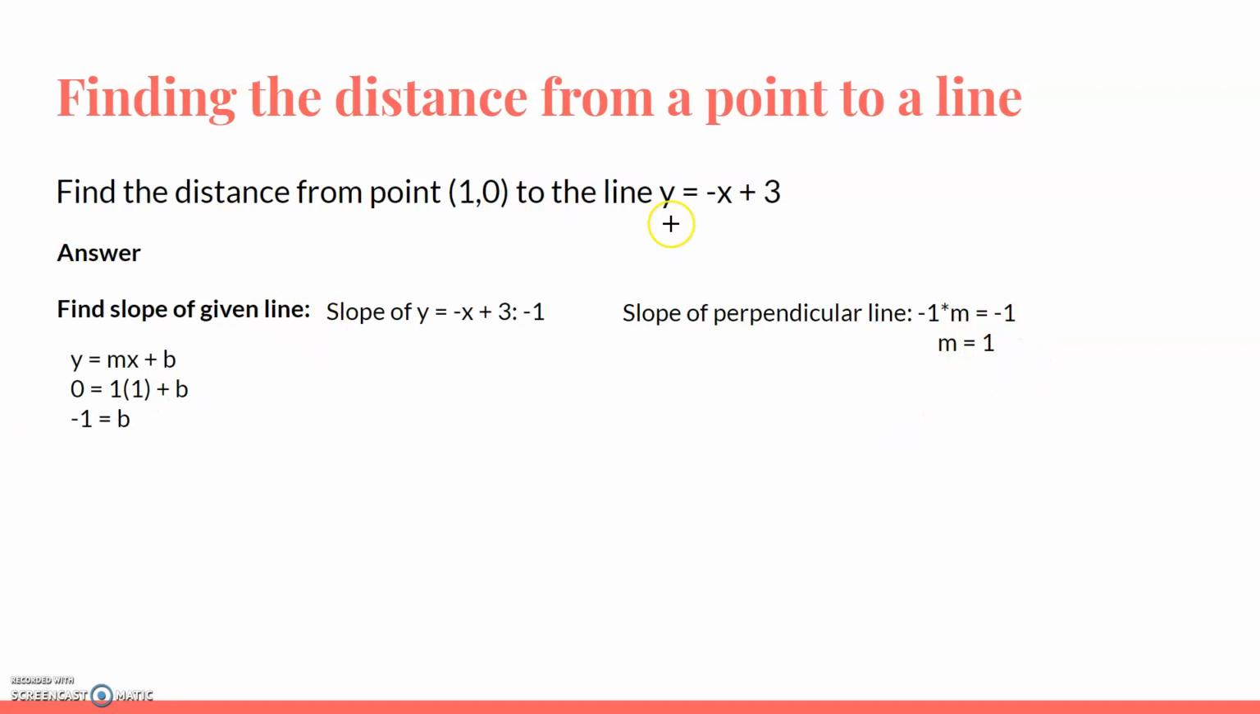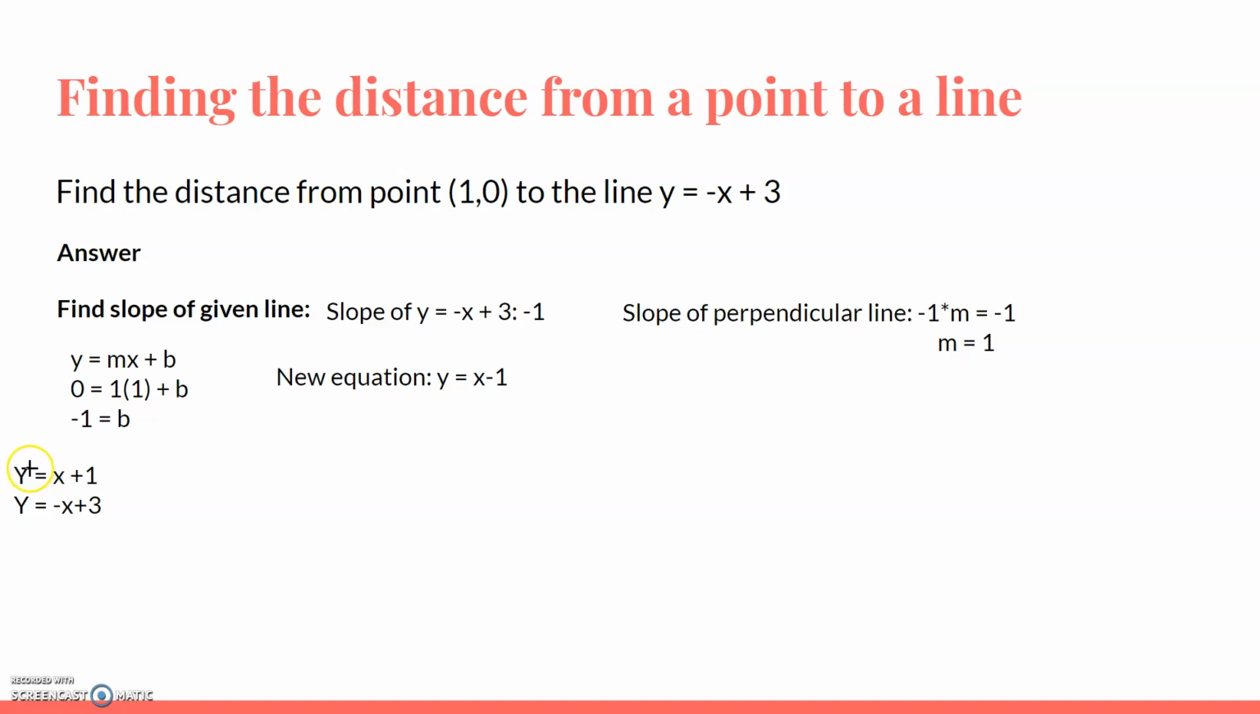Alright, so now we're going to do the same thing that we've been doing earlier. Plug in our x and y coordinates and our new slope to find the y-intercept of the new equation. y equals mx plus b. 0 equals 1 times 1 plus b. That's just going to give us b is equal to -1. So the equation of our new line is going to be y is equal to x minus 1.